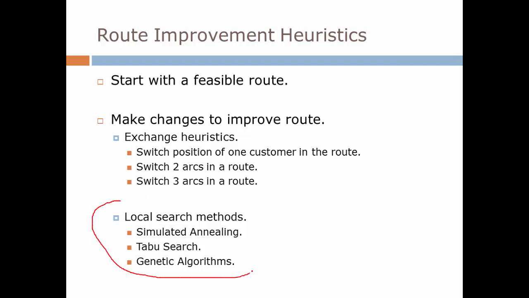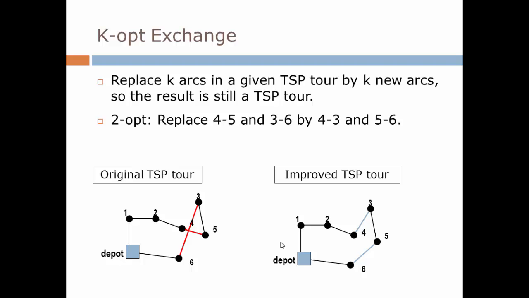And we also have meta-heuristic strategies that control the process of iteratively changing positions of the customer in the route. We have the simulated annealing method, we have the tabu search method, we have genetic algorithms, we have a lot of different variations here, and we will discuss these methods later on.